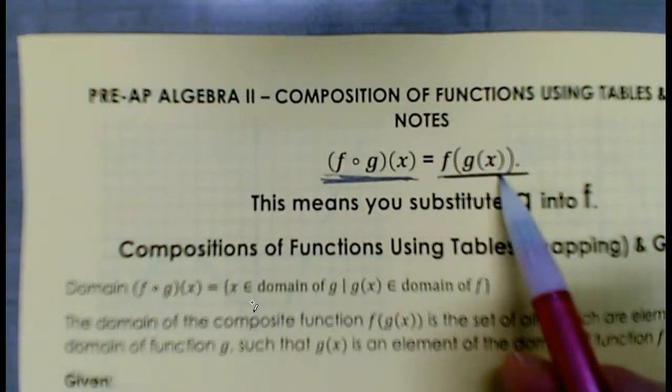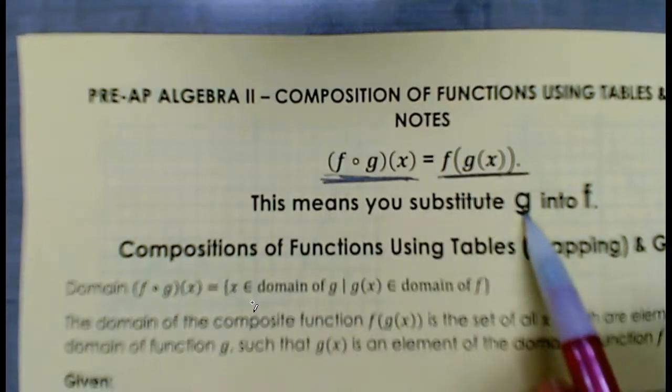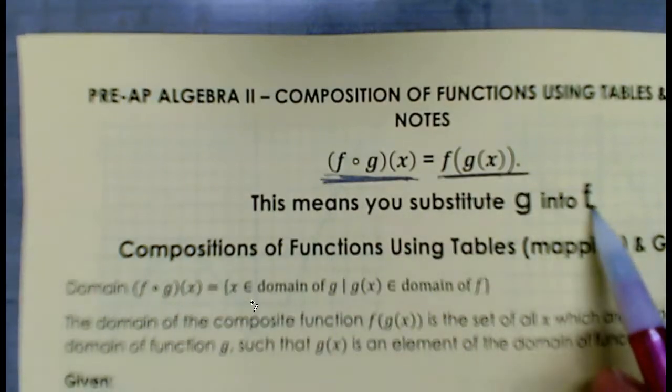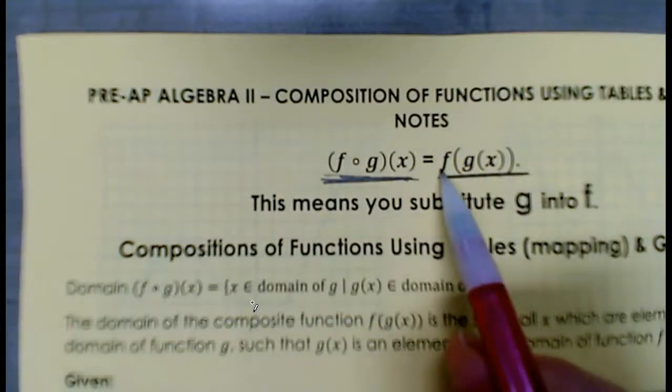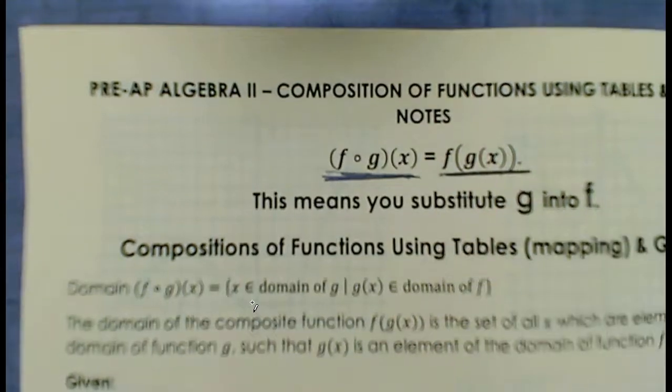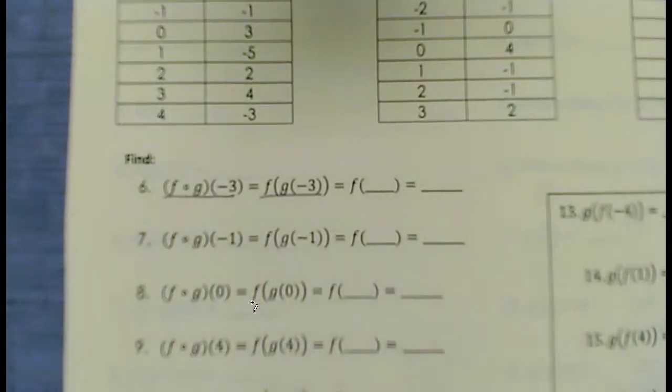Well, what do they mean? It means you substitute G into F. G is substituted into F. The inside function is substituted into the outside function. Well, let's look at what that means. This and this mean the same. Two notations that mean exactly the same thing.